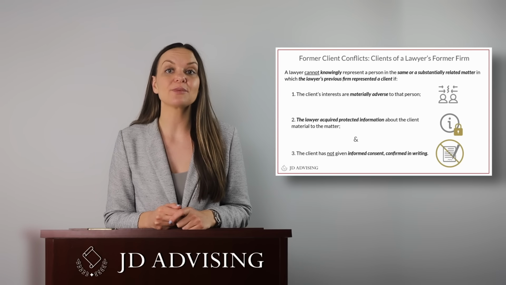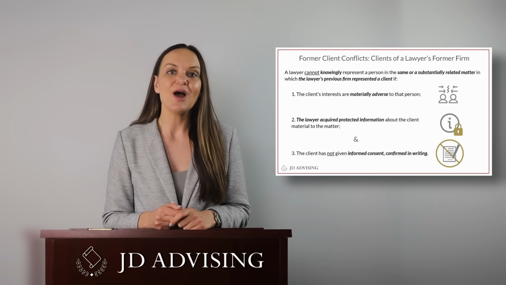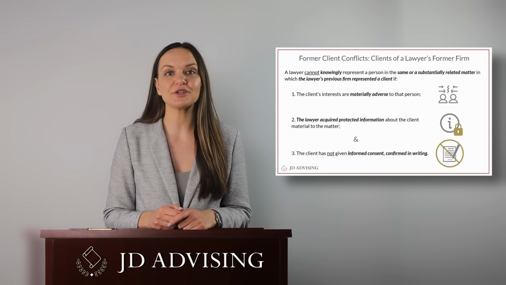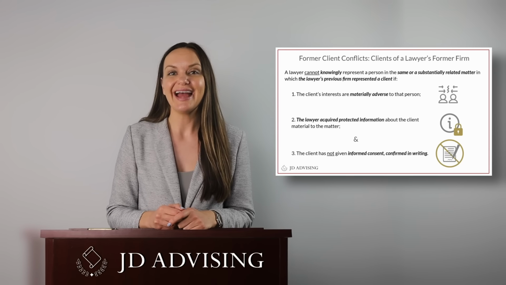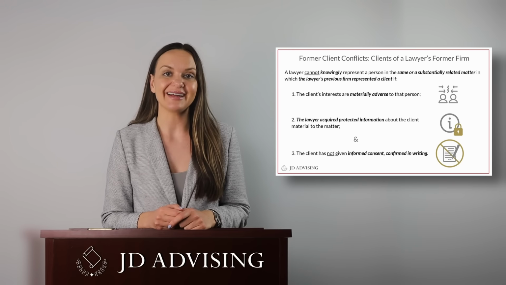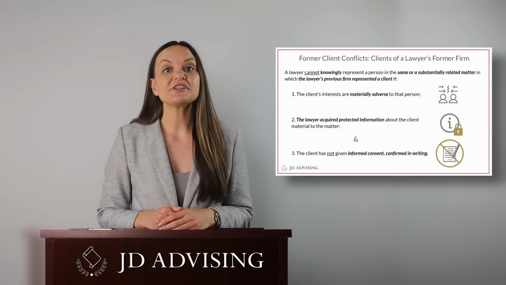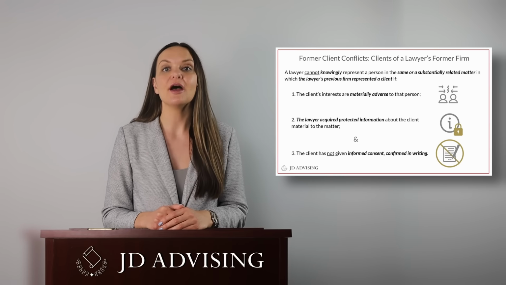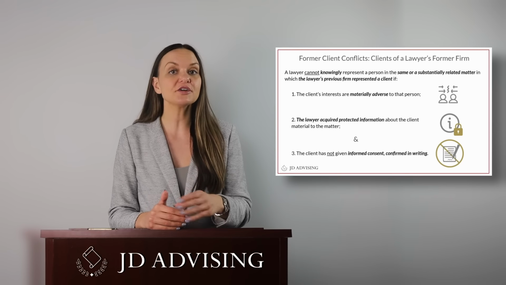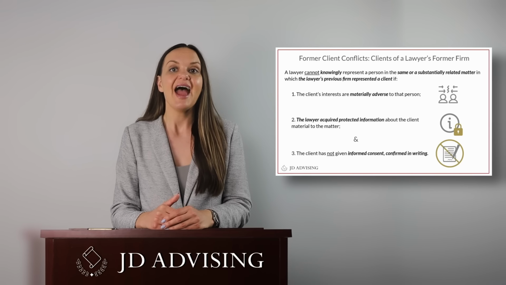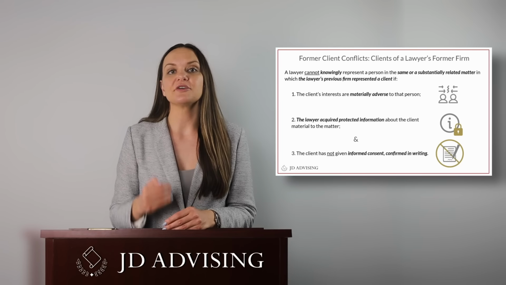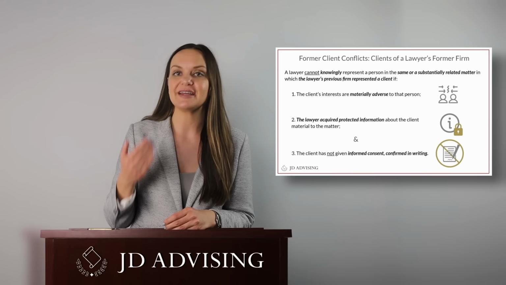Starting with the rule, it says, a lawyer shall not knowingly represent a person in the same or a substantially related matter in which a firm with which the lawyer was formerly associated had previously represented a client whose interests are materially adverse to that person and about whom the lawyer has acquired protected information under their duty of confidentiality that's material to the matter, unless that former client gives their informed consent confirmed in writing.